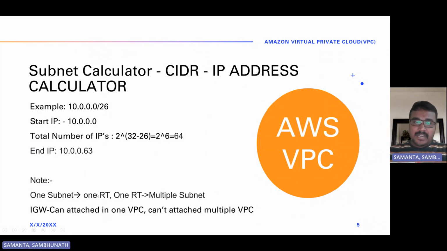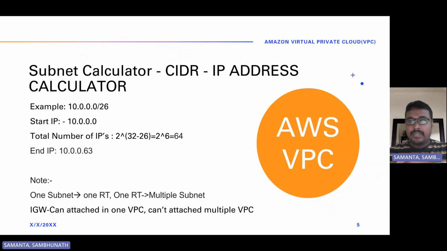And note this one on subnets, right? One route table can have multiple subnets. One subnet can have one route table, but one route table can have multiple subnets. Okay, and an internet gateway is attached to one VPC. You cannot attach one internet gateway to multiple VPCs. Keep in mind these guys, these 2 points. What are these 2 points? One subnet can have one route table, and one route table can have multiple subnets.